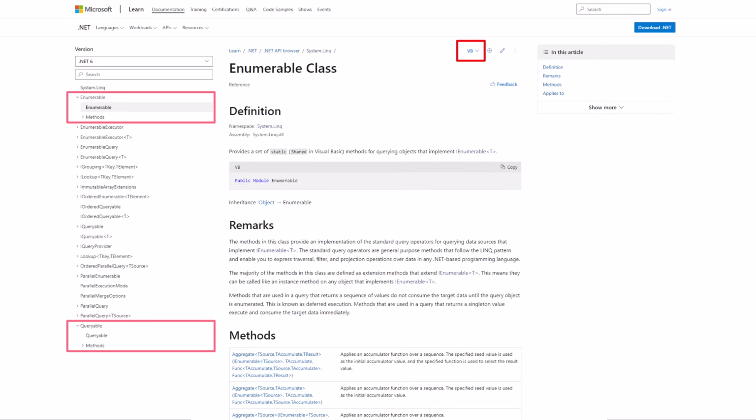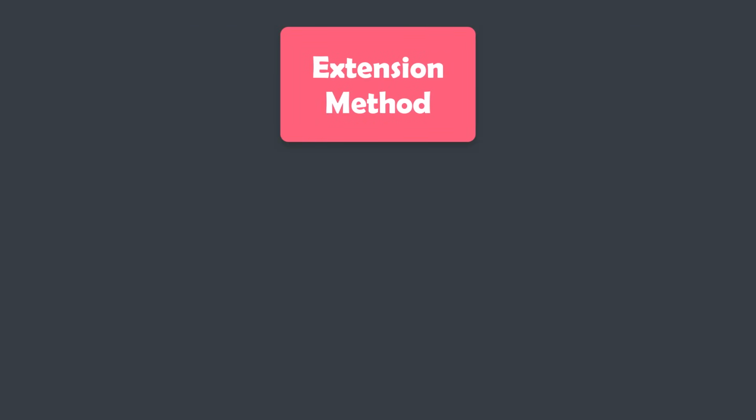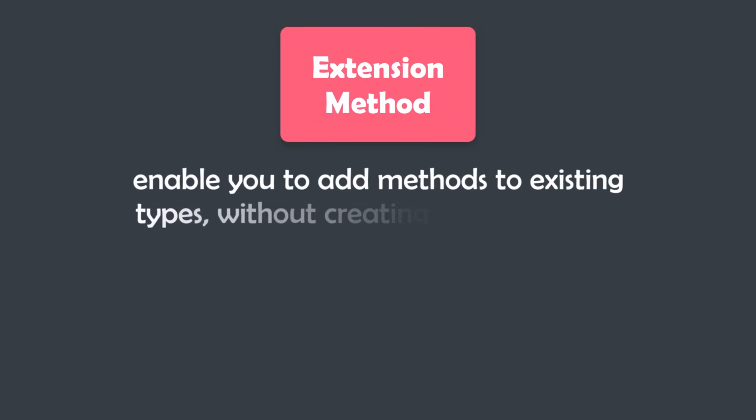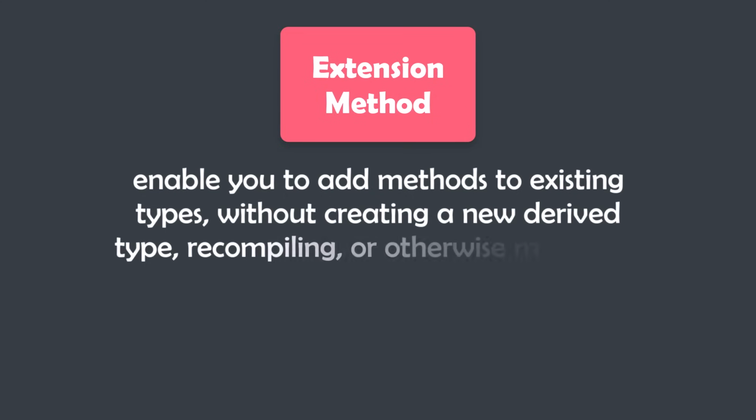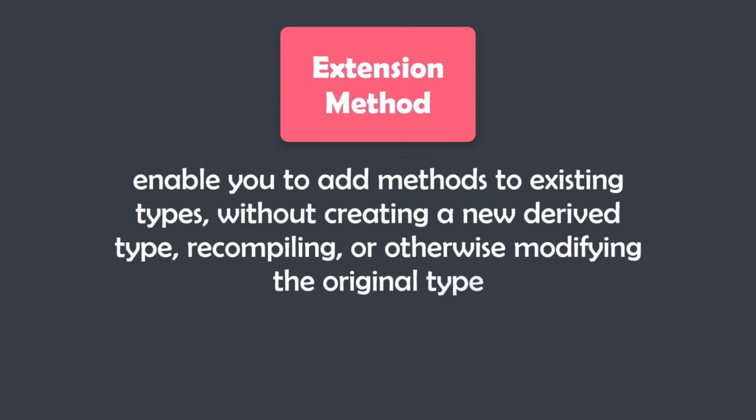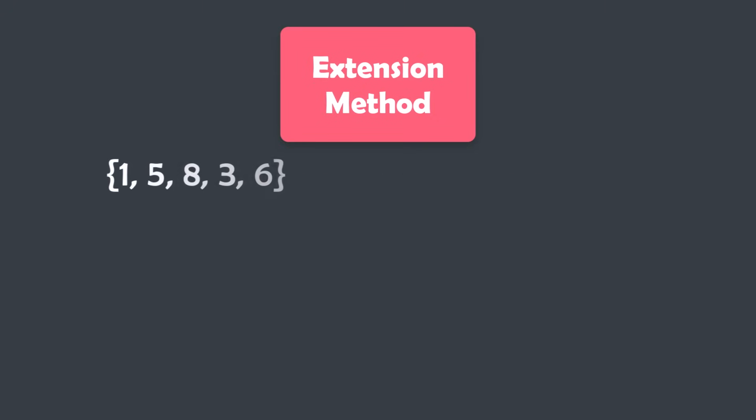But before that, let me show you some keywords which we will use in this video. You have to understand these keywords to understand the structure later. The first keyword is extension method. Extension methods enable you to add methods to existing types, without creating a new derived type, recompiling, or otherwise modifying the original type. In other words, you don't need to change anything on your type if you want to use the method.